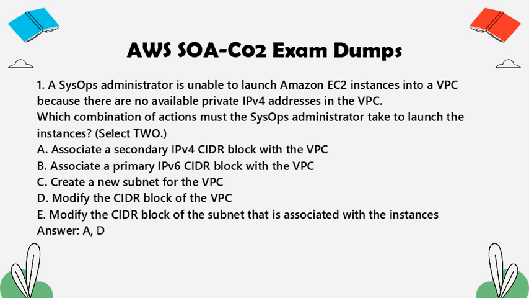Select 2. A. Associate a secondary IPv4 CIDR block with the VPC. B. Associate a primary IPv6 CIDR block with the VPC. C. Create a new subnet for the VPC. D. Modify the CIDR block of the VPC. E. Modify the CIDR block of the subnet that is associated with the instances. Answer: A, D.